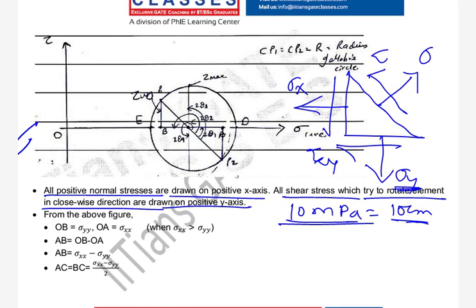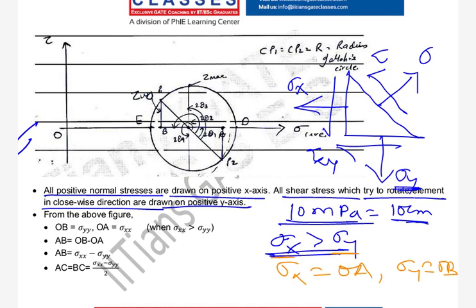So what we do here, now here I am assuming my sigma x is greater than sigma y in magnitude. My normal stress sigma x is greater than sigma y, and both sigma x and sigma y are tensile. Now we assume sigma x is some length OA and sigma y is some length OB. So what will be your AB? AB will be what? OA minus OB.